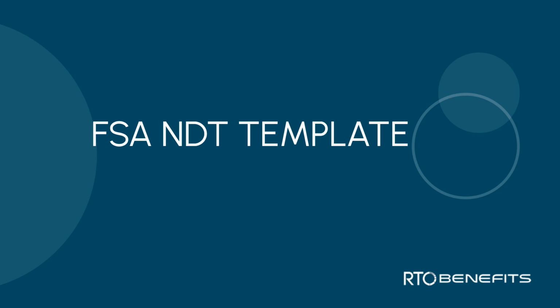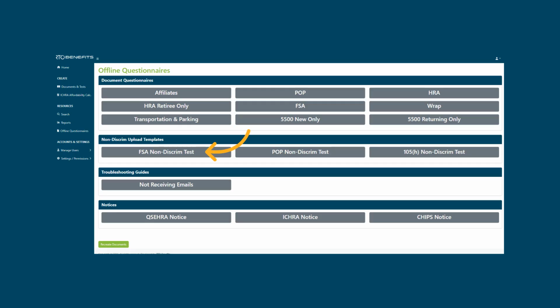This guide will walk you through filling out the FSA Non-Discrimination Testing Template. It covers how to navigate subjective questions, data explanations, and answer types to ensure accuracy and compliance. Navigate to the RTO Benefits website to download the FSA Non-Discrimination Test Template and open the file on your device.